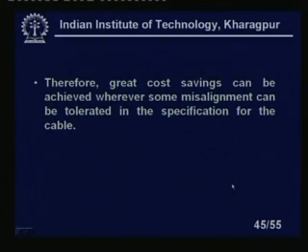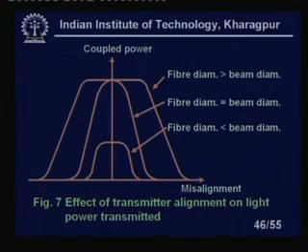Therefore, great cost savings can be achieved wherever some misalignment can be tolerated. That is the reason multimode fiber is always preferred over monomode fiber. A little misalignment will not affect much. You see, this is the effect of transmission we talked about.